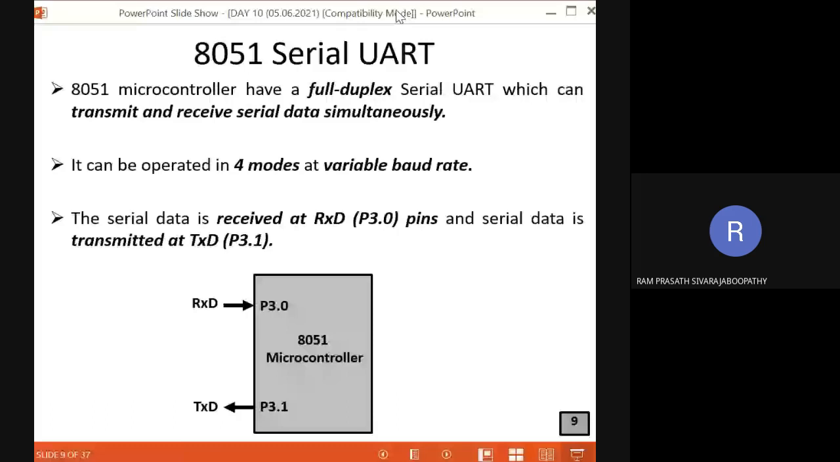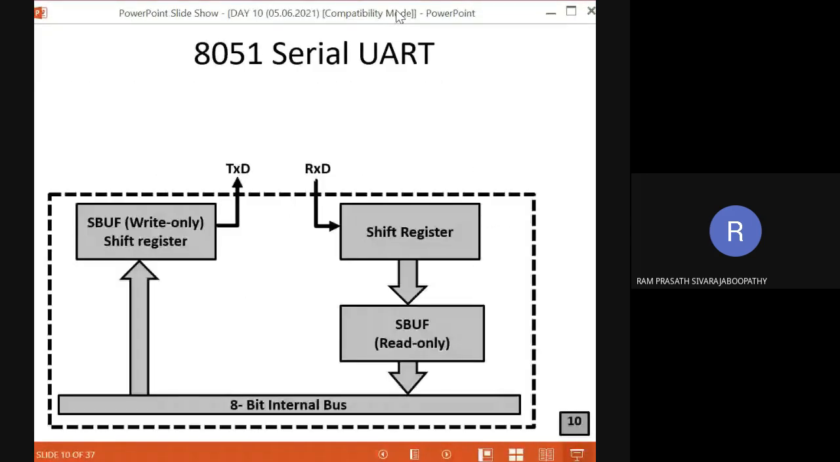So what happens inside this serial UART? Please listen carefully. We have 2 SBUF registers. One is write only, the other one is read only, but both have the same name, simply SBUF. That means if you write something to SBUF, it is a transmission operation. If you read something from SBUF, it is the received data that you are reading.